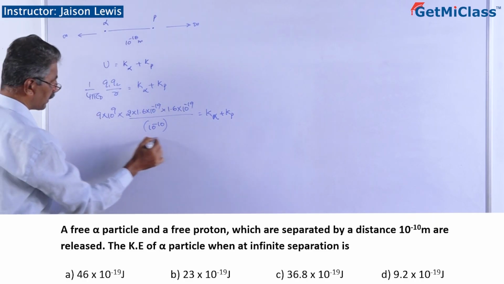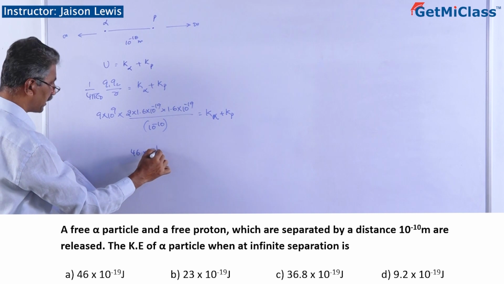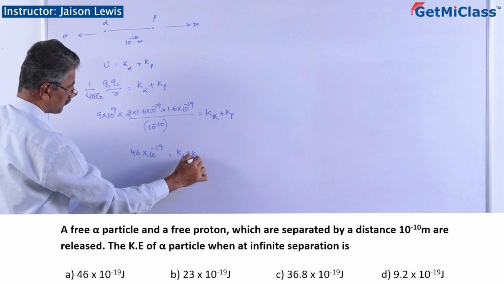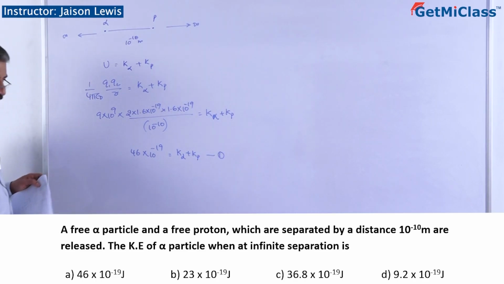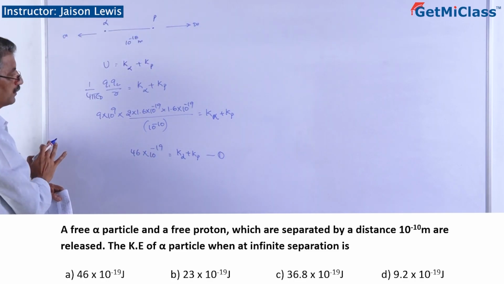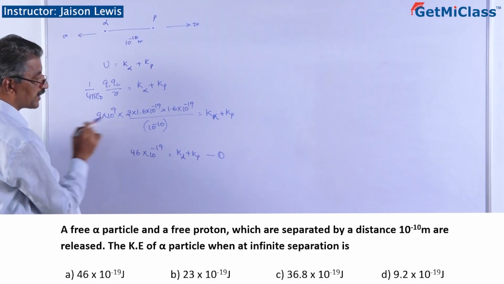If you simplify this, you'll get a value of 46 into 10 power minus 19, which is the kinetic energy of alpha plus that of the proton. I'll name this equation 1. So we got the total energy of alpha and proton. Now how do we find the energy of the alpha? That is what was asked.